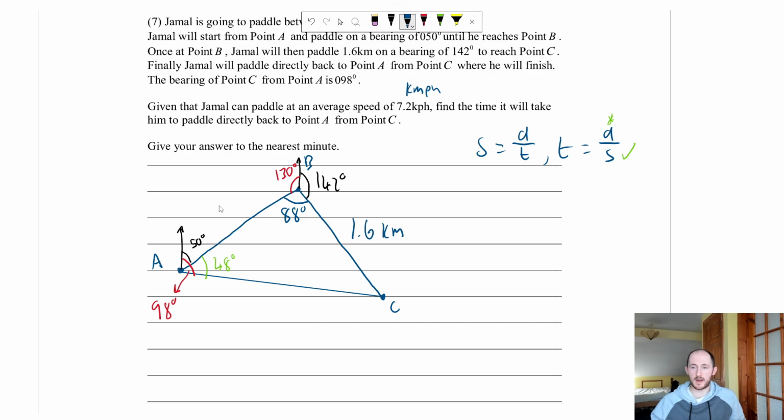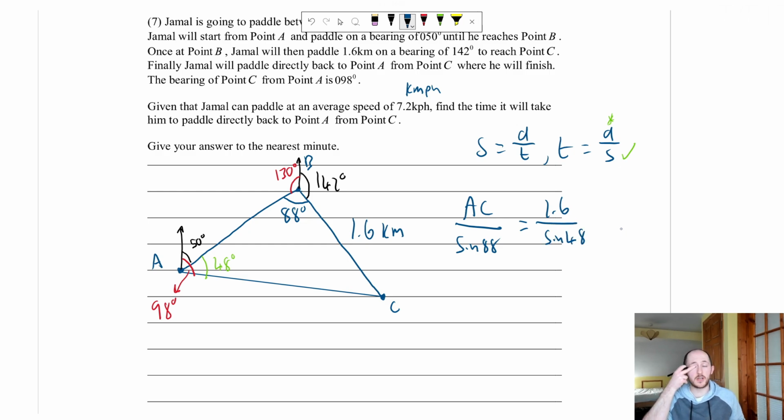Okay, so we just need to work out the other two sides. I've realized we can use sine rule. We have an angle and its opposite side. We have another angle, so we can work out the opposite side. That's perfect. That's a dream. So if I call that side AC, AC over sine 88 equals 1.6 over sine 48.